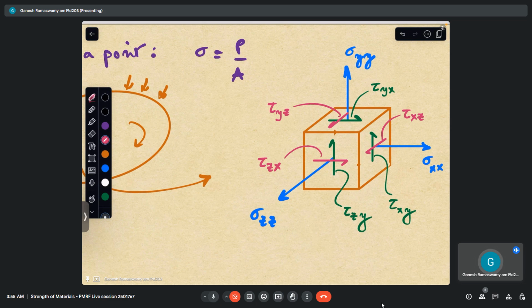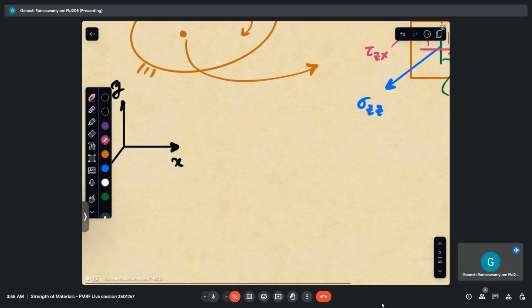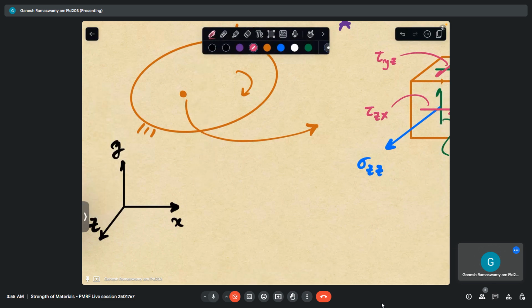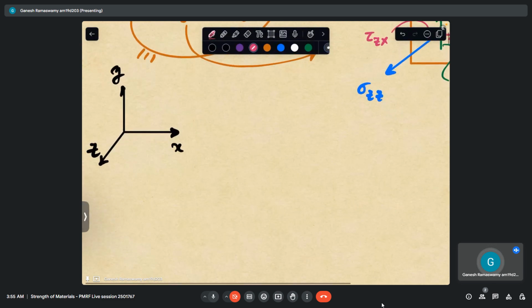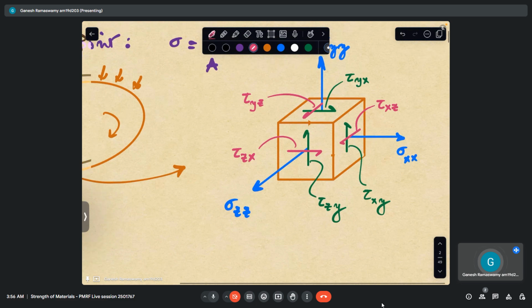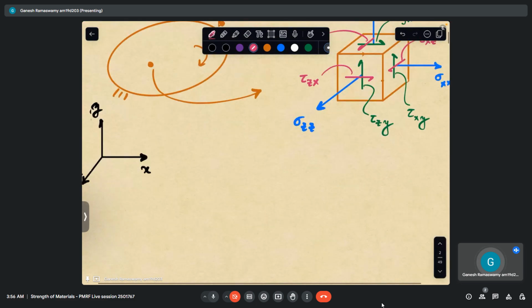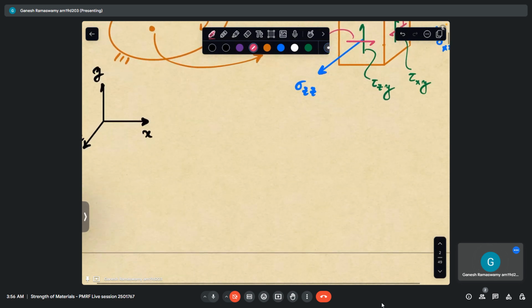Similarly, for the negative faces, everything that points in the negative direction as per this coordinate axis will be taken to be positive stress. So generally we will be representing it like this. In two dimensions, it will water down to a square rather.